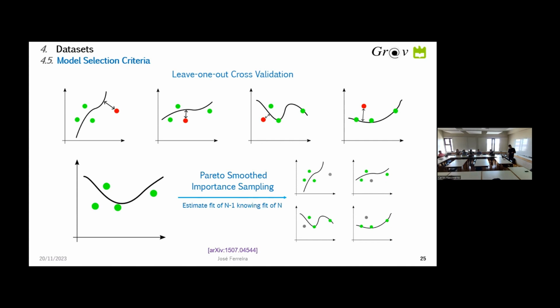Unfortunately, because constraining the model n times can be computationally expensive, a procedure called Pareto smoothed importance sampling was used, whereby, making use of the fit of the full model with all of the events, we estimate what the fit looks like with n minus 1 events.